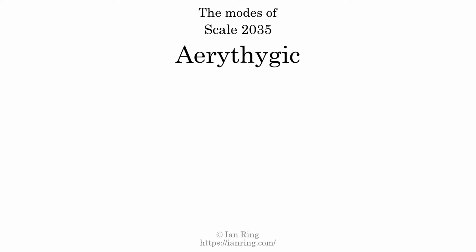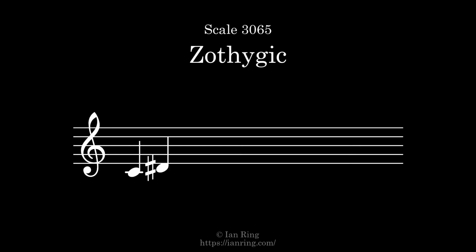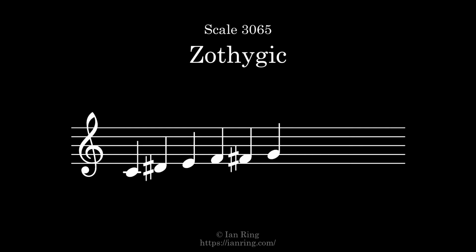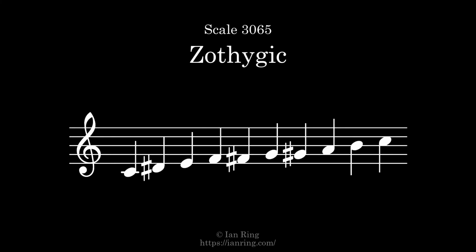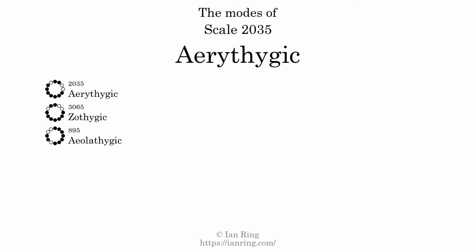This scale has 9 modes. The first mode is itself. The second mode is scale 3065, also known as Aerythygic. It sounds like this. The third mode is scale 895, also known as Aerythygic. It sounds like this.